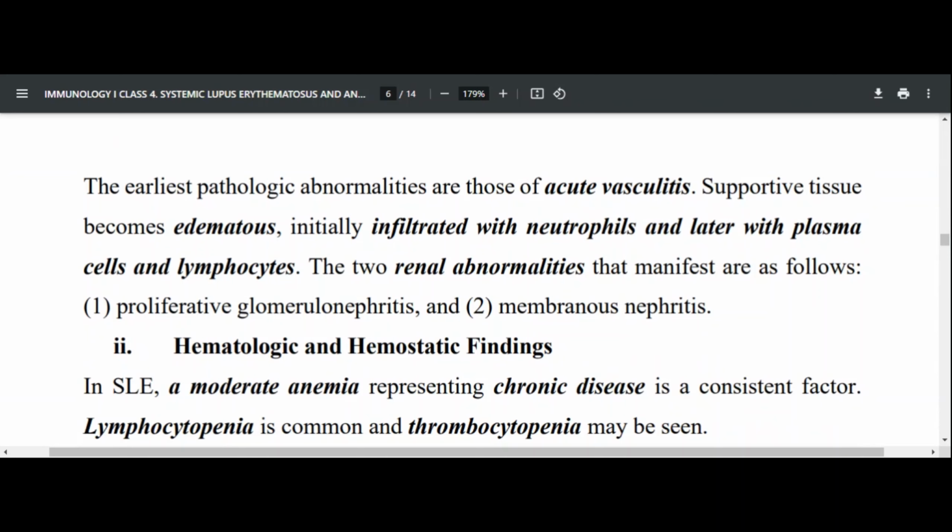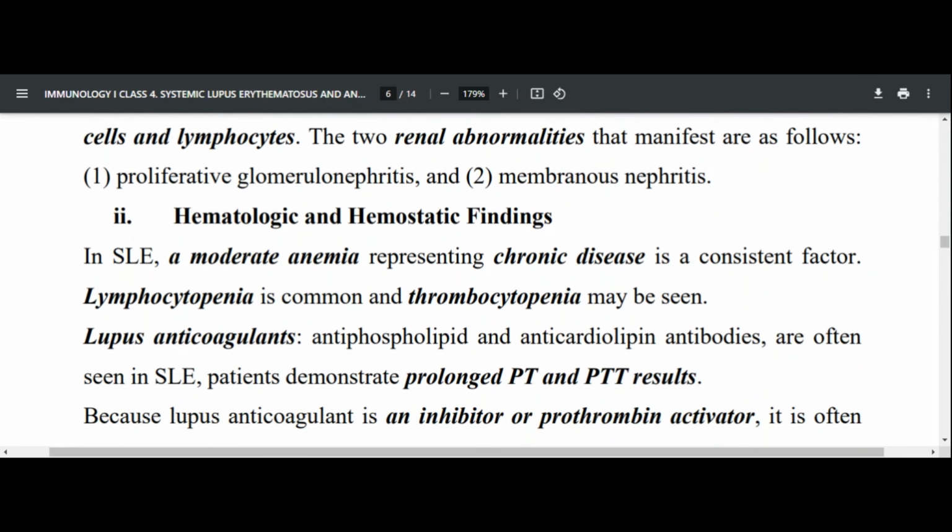So, hematologic and hemostatic findings, apart from histologic. In hemostasis, or the blood coagulation system, some of the hematologic findings include moderate anemia because of chronic disease, and lymphocytopenia is also very common. Thrombocytopenia can also be seen. Lupus anticoagulant is another problem that can prolong PT and APTT, right? Bleeding tests will be prolonged because of the lupus anticoagulant.